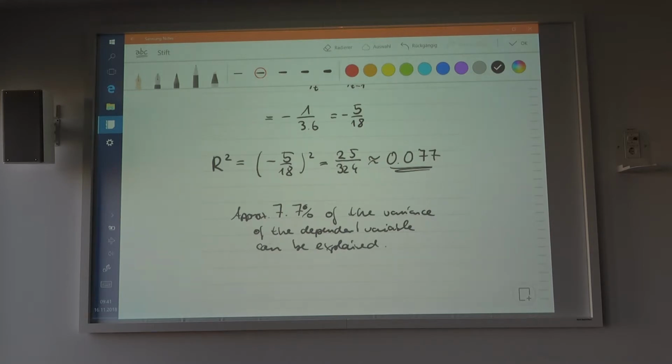So this is the explanatory power of the regression. Again, this is not really high, but it is how it is. So that's how you would do it. Now you need to implement that, guys.